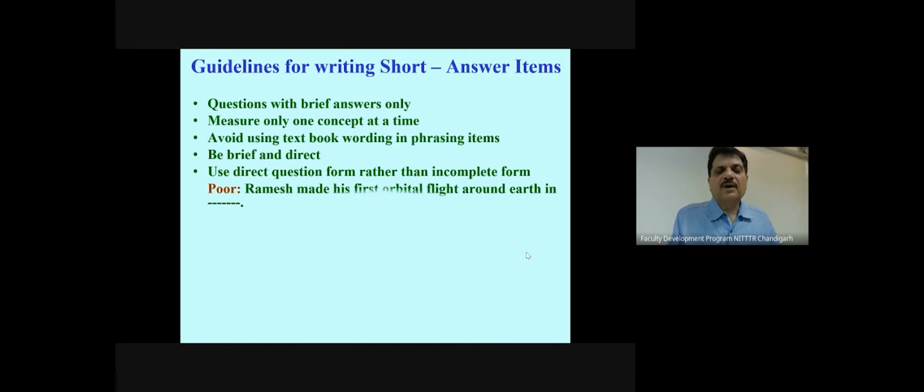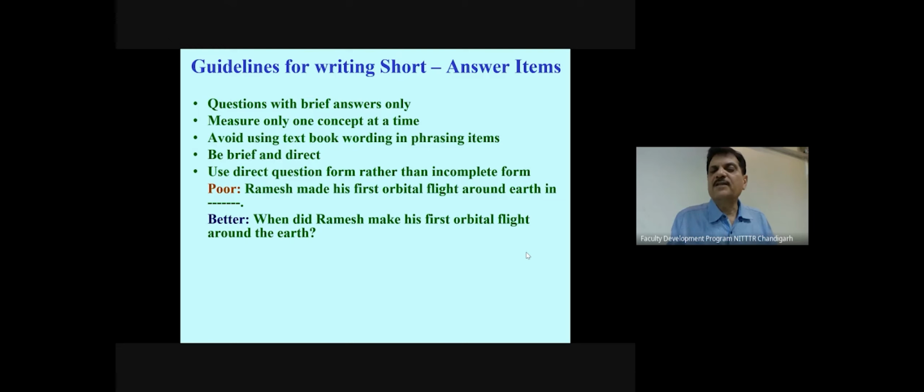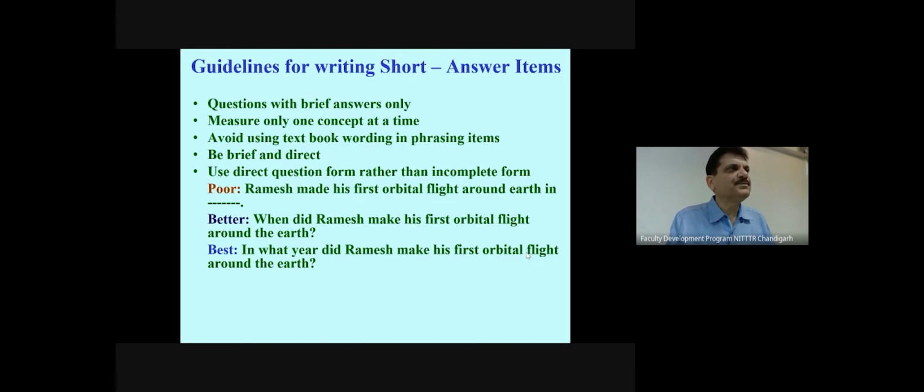Let me give you an illustration. Ramesh made his first orbital flight around Earth in dash. Now here also you will get multiple correct answers. When did Ramesh make his first orbital flight around the Earth? But this is much better: in what year did Ramesh make his first orbital flight around the Earth? This is more specific.